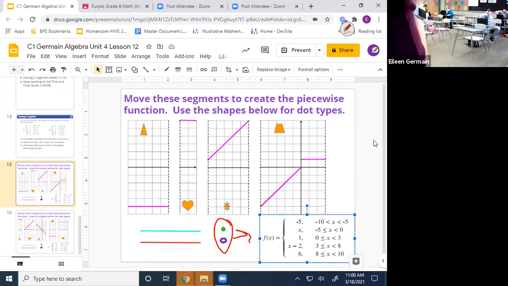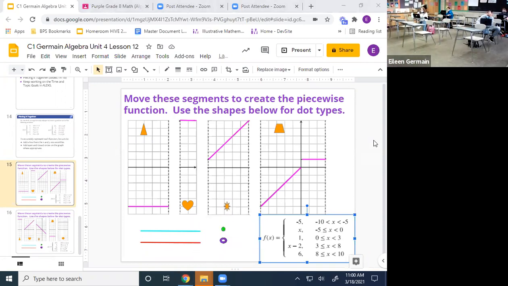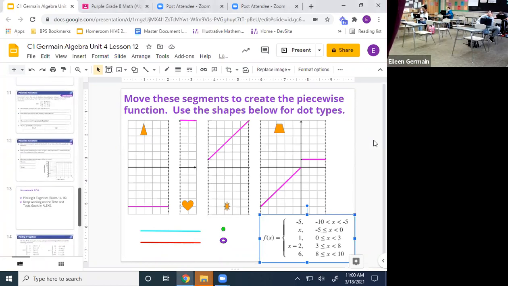This is probably going to be a little bit tricky. We're going to go through it tomorrow, but I want every single person to work on this today for homework. So slides 14, 15, and 16. 14 has the directions. 15 and 16 have puzzle pieces that you're going to try to match up and create the piecewise function listed on the slide. Like I said, we're going to go through it.